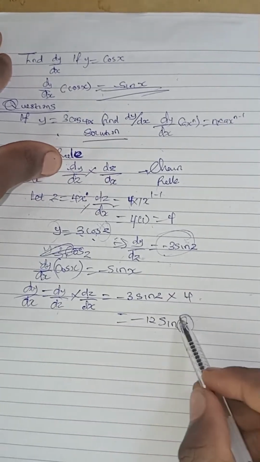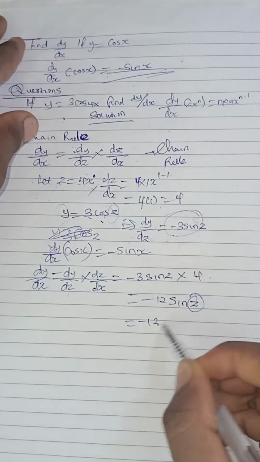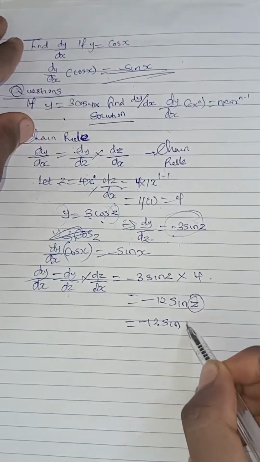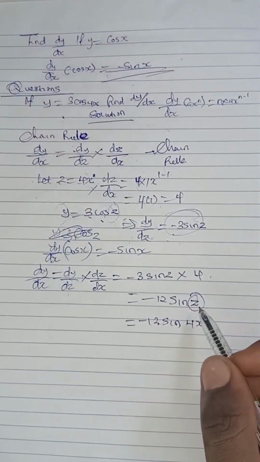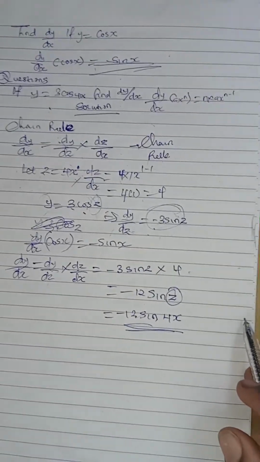I recall that z is equal to 4x. So therefore you have minus 12 sin 4x. So this is the answer to the question.